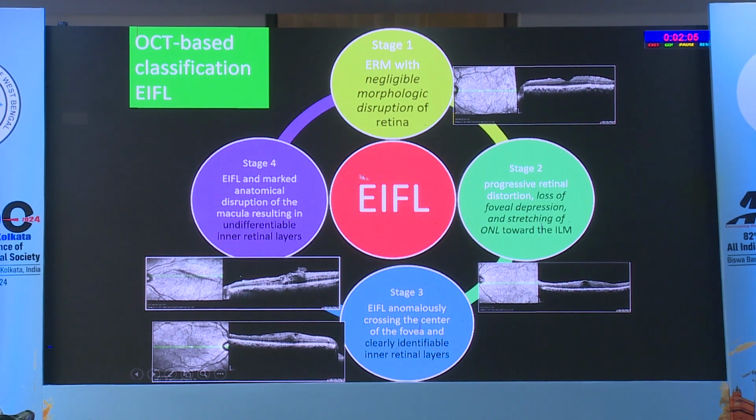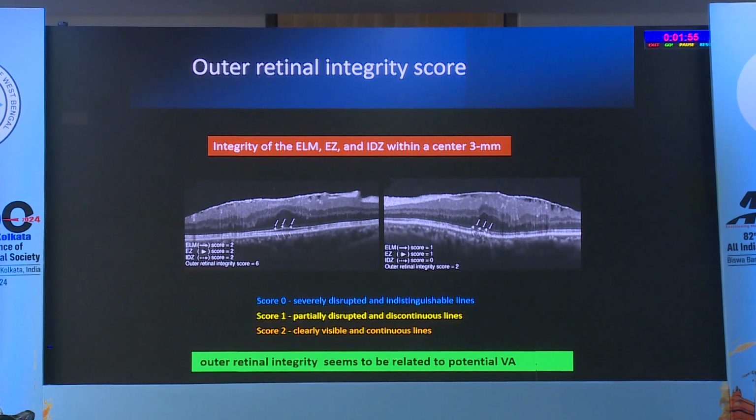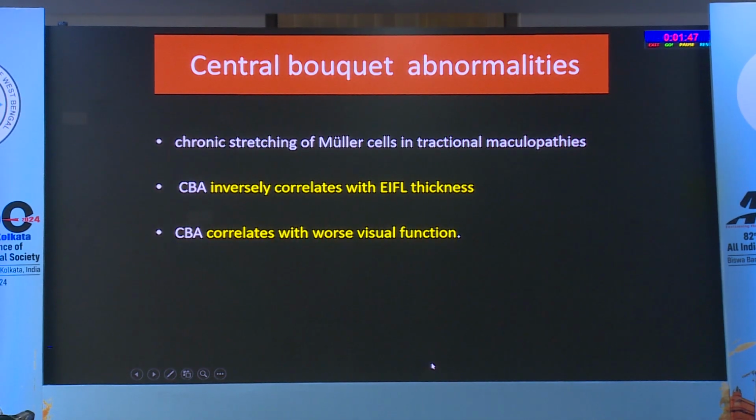As I told before, the most critical entity in ERM surgery is the ectopic inner foveal layer. If you see an ectopic inner foveal layer with advanced stages, they tend to do poorly, especially in stage 3 and stage 4 holes. Look at the outer retinal integrity, not only the inner retinal integrity; they also seem to correlate with visual acuity. Central bouquet abnormalities are another abnormality seen in all sets of tractional maculopathy.